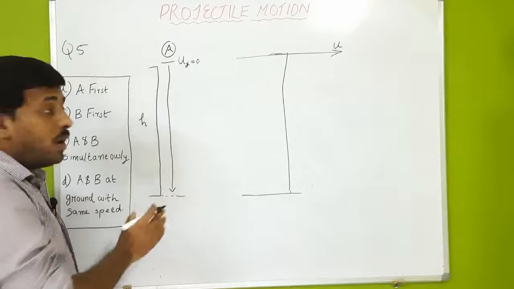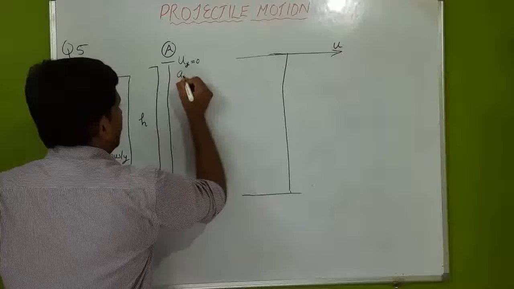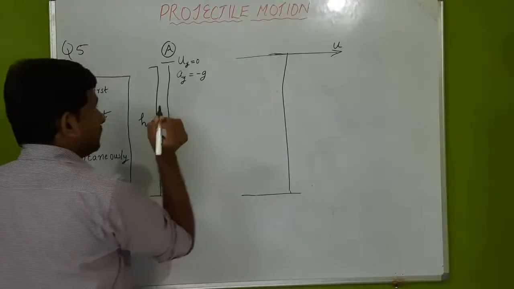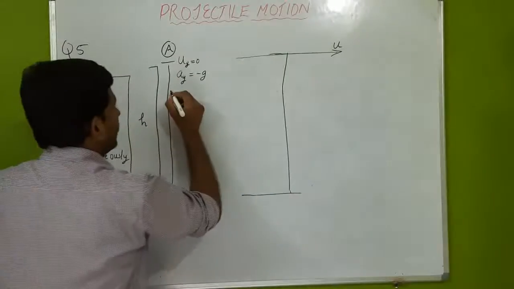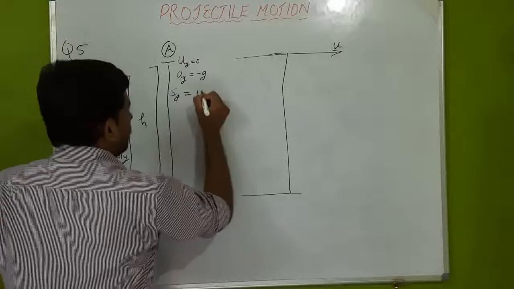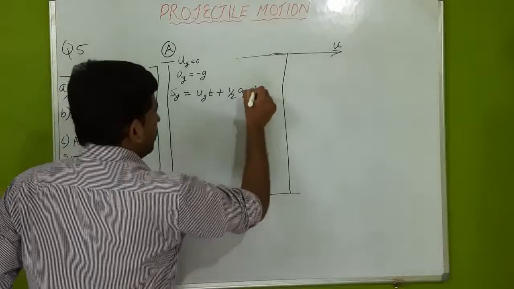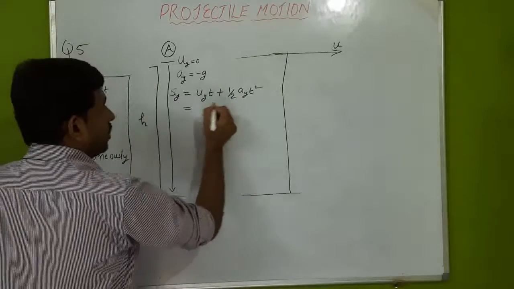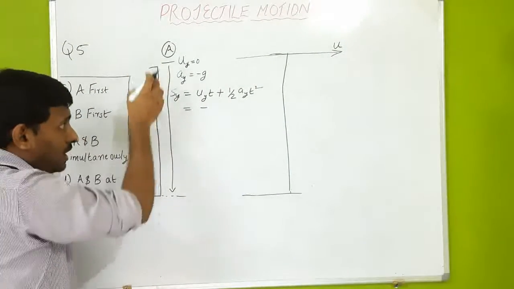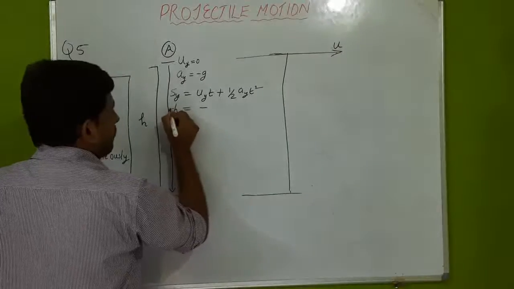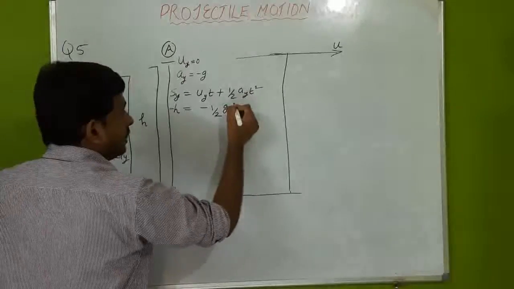It's only moving in the y direction, and its displacement is h and its acceleration ay is minus g. We can write sy, the displacement in the y direction, sy is equal to uy into t plus half ay into t square. Here uy is 0, and sy is h in the negative direction, so minus h is equal to minus half g t square.